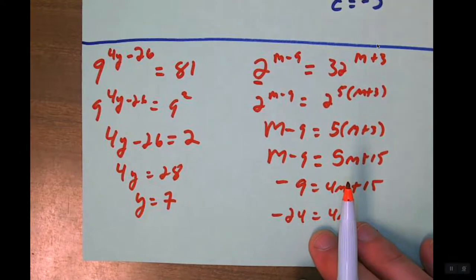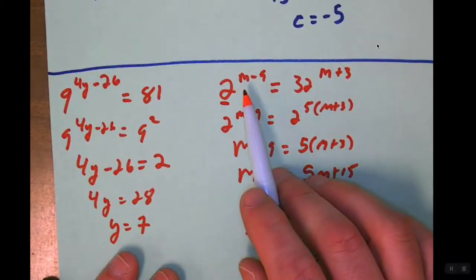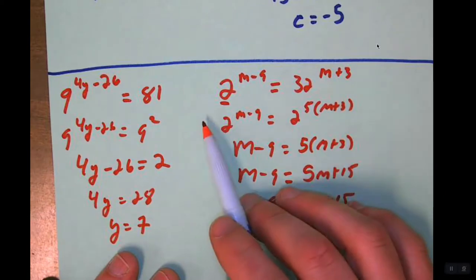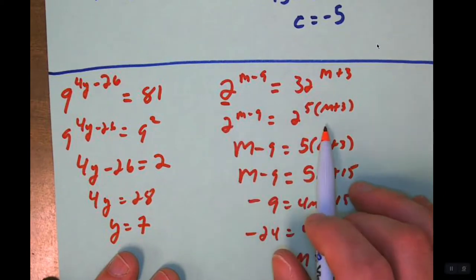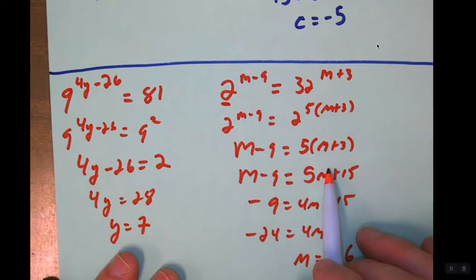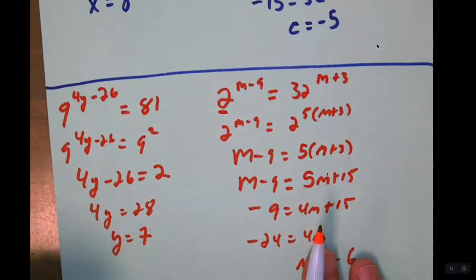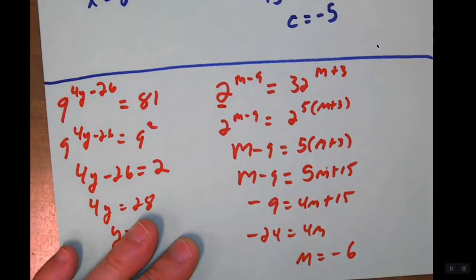All right. Now look at this one. You got 2 to the m minus 9 equals 32 to the m plus 3. Well, 2 is our base. So 32 is 2 to the 5th. You distribute the 5. So you get m minus 9 equals 5m plus 15. And then you subtract m, and then you subtract 15, and you divide by 4, so you get m equals negative 6.